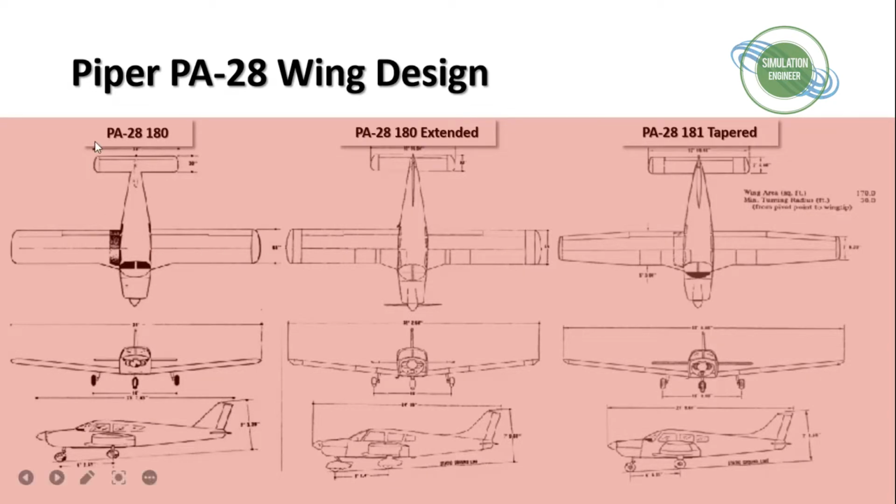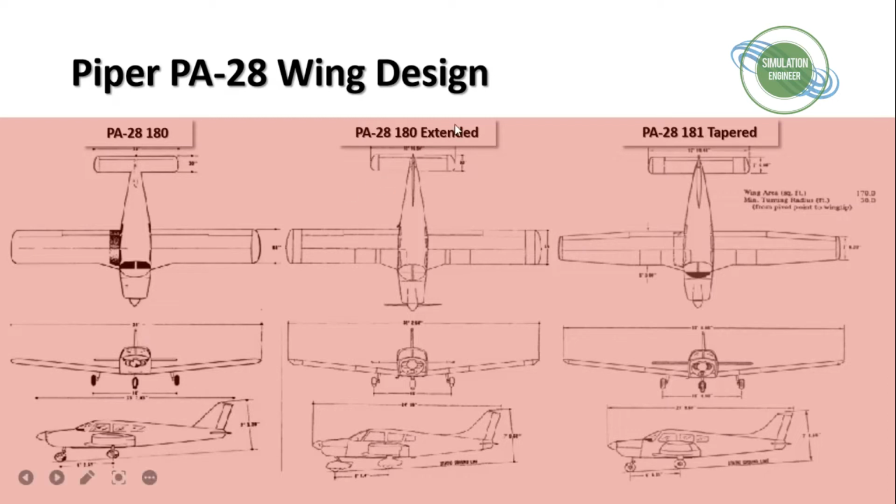As mentioned earlier, these are the 3 wing planforms which we will be studying today. The first one is the PA-28-180 series, and for each aircraft you will see 3 views: the plan view, the front view and the side view. In the plan view you can see the wing. This is a constant chord wing, so there is no change from root to tip.